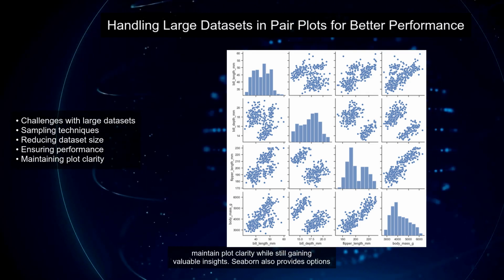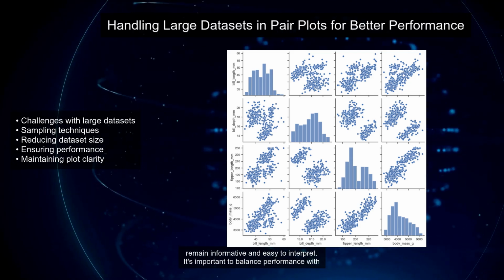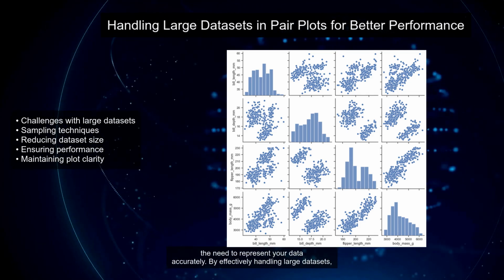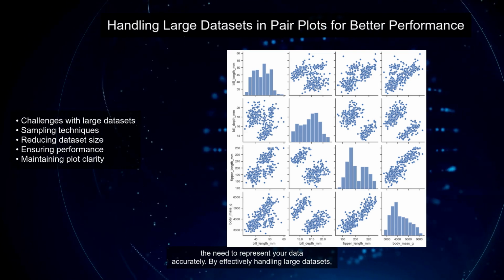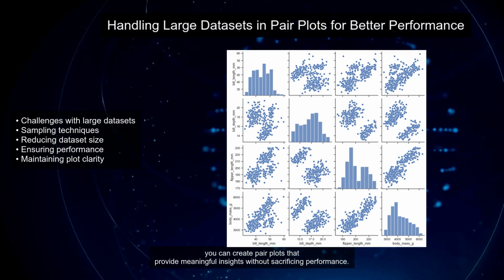Seaborn also provides options to limit the number of data points displayed, ensuring that your plots remain informative and easy to interpret. It's important to balance performance with the need to represent your data accurately. By effectively handling large datasets, you can create pair plots that provide meaningful insights without sacrificing performance.